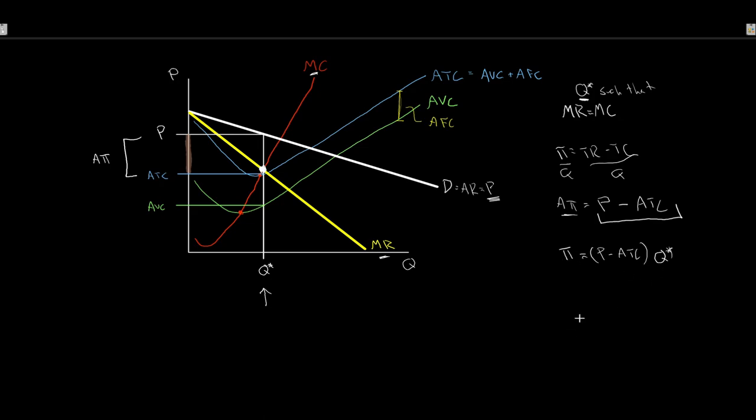Which really, if we want to think about this, is just saying that profit is a rectangle. If we write it this way, price minus average total cost is the height of my rectangle, and Q star is the base of the rectangle. So if we take a look at that, again, price minus average total cost, that's this height here. Q star, that is this base. So that is this whole rectangle here. That is the size of my economic profit. So right there, we have positive economic profit being earned in this case.